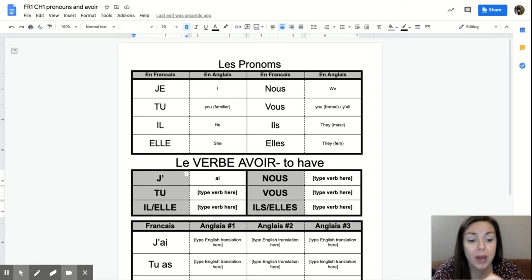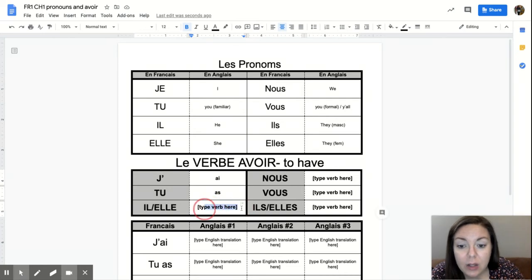Anytime in French, you have a vowel sound ending a word, and then a vowel sound starting a word, we don't like it. We're going to smush those words together, okay? We'll practice that a lot this year. So instead of je ai, because that's weird to say, we smush it together and it's j'ai, I have, okay? And then for tu, the verb avoir becomes a, tu as, you have.